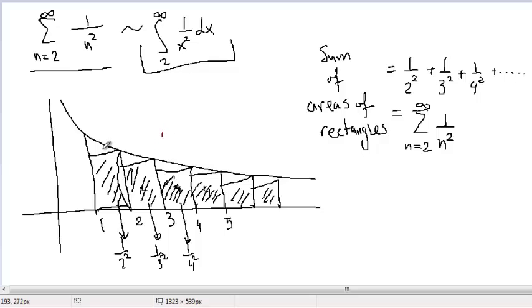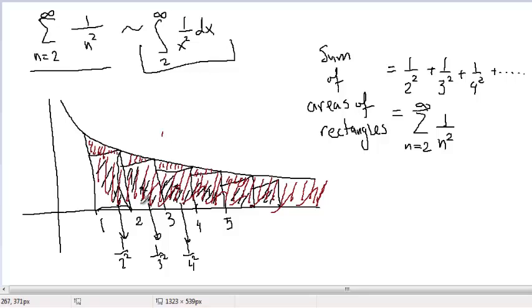Let's look at the following area. In addition to rectangles, let's add these extra pieces too. Then what do I get? When I look at these extra pieces and the rectangles, I get this bigger area. This bigger area is what? This bigger area is the area underneath the curve, right?